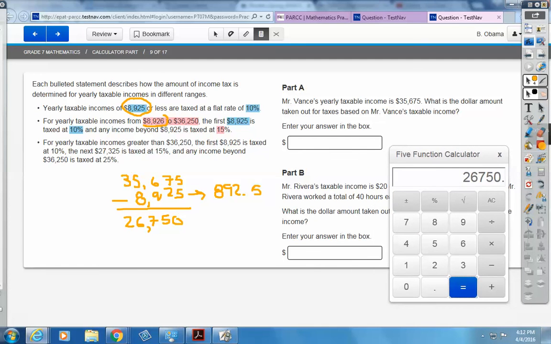So then this portion is taxed at 15%. So I multiply that by 0.15. And so I owe $4,012. And so I add to that the 800.